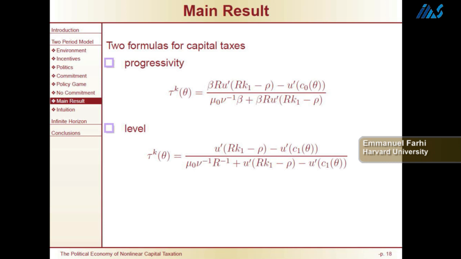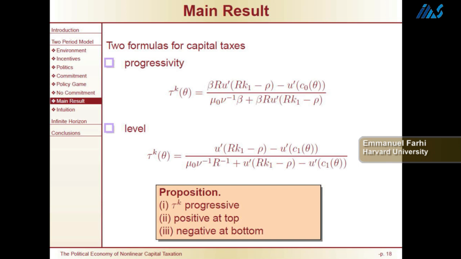Now, onto the level, it's useful to rewrite the formula a little bit. And you can trust me that I can get this formula for capital taxes. This formula compares the marginal utility that the agent gets if there is a reform to the marginal utility in period one that they get if there is no reform. Now, you know that the integral of C1 is equal to RK1. So at least the top guy has to have a C1 that's higher than RK1 minus rho, because it's higher than RK1. So he has to have a positive marginal tax rate. Similarly, you can show that the bottom guy is going to get a negative capital tax rate. So that's our result. You get progressive capital taxes, positive at the top, negative at the bottom.